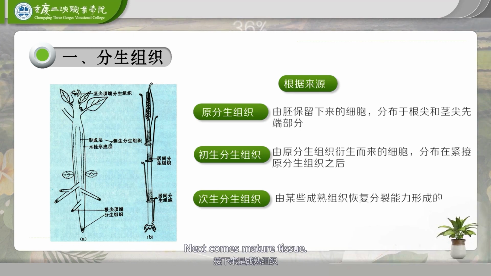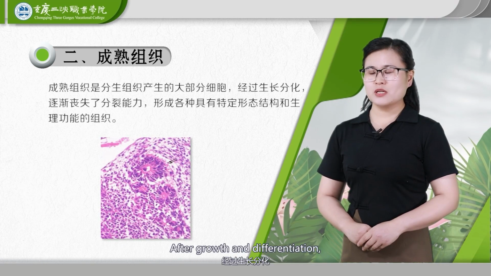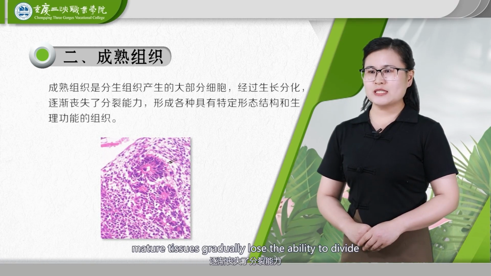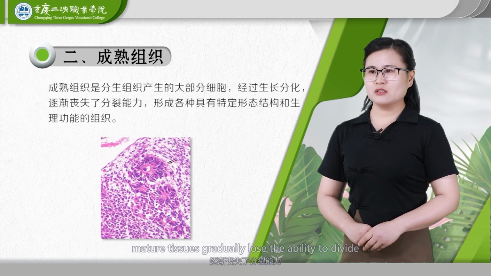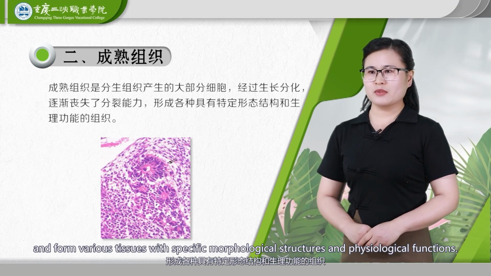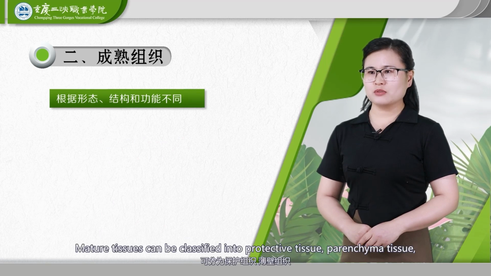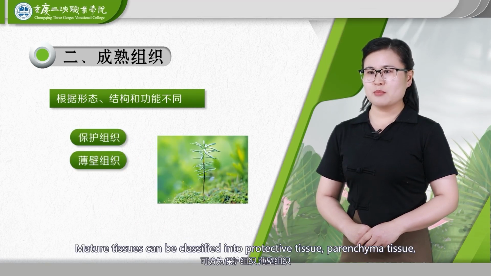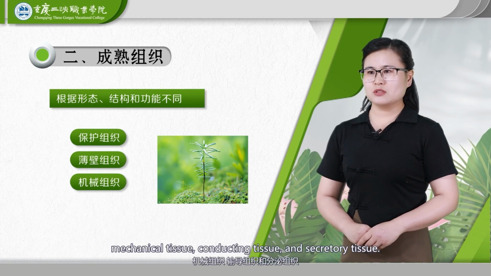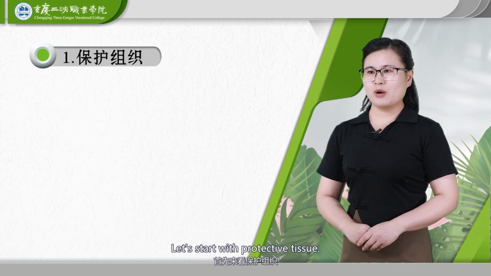Next comes mature tissue. Mature tissues are most of the cells produced by meristem. After growth and differentiation, mature tissues gradually lose the ability to divide and form various tissues with specific morphological structures and physiological functions. According to different morphology, structure, and function, mature tissues can be classified into protective tissue, parenchyma tissue, mechanical tissue, conducting tissue, and secretory tissue. Let's start with protective tissue.